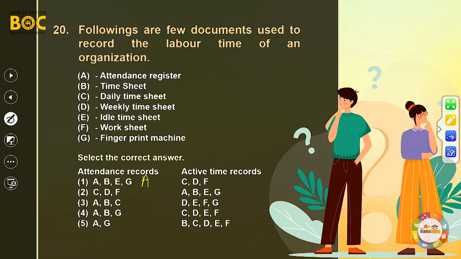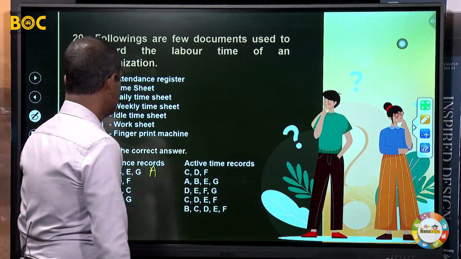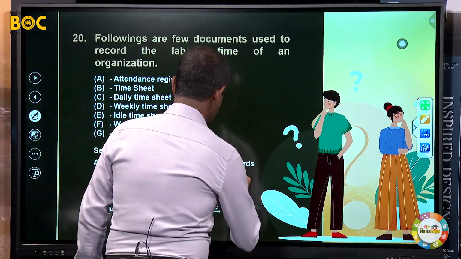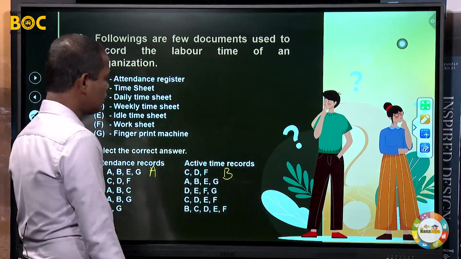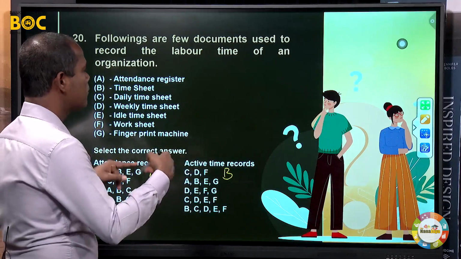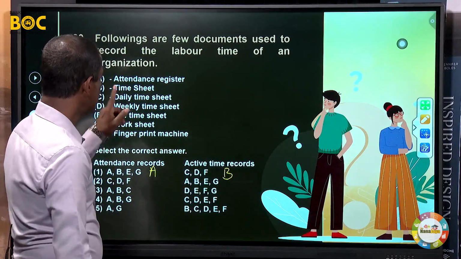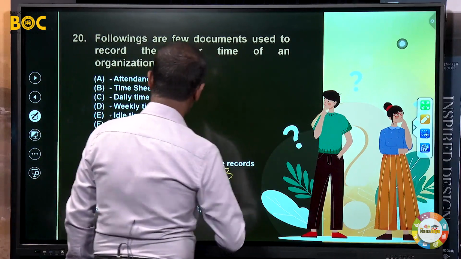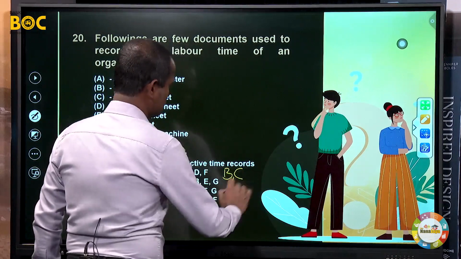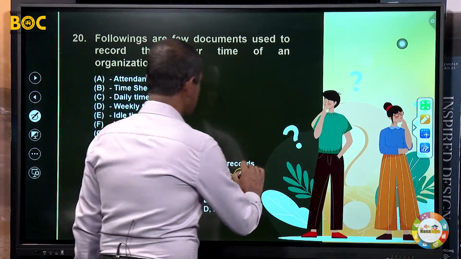Time sheet. The time sheet identifies the time allocated or spent for the production or service. The time sheet is an active time record. But sometimes this time sheet you may prepare on a daily basis or sometimes on a weekly basis. If you prepare on a daily basis, we call it a daily time sheet, also an active time record. If you prepare on a weekly basis, we call it a weekly time record.